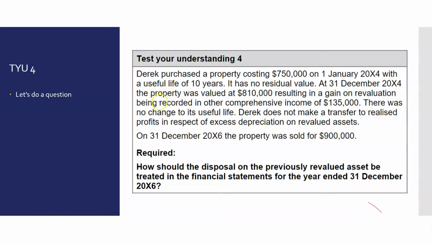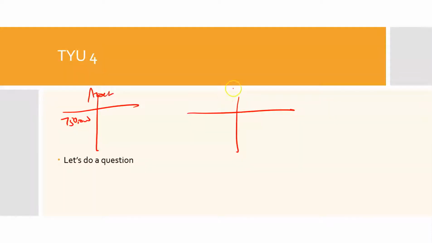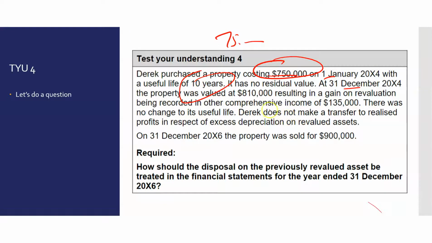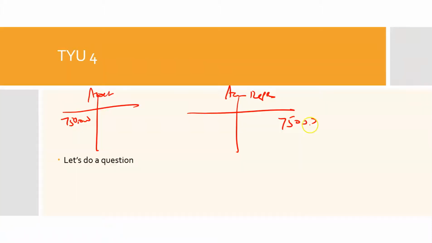So therefore depreciation will be 75,000 every year, right? Because 750 divided by 10 is 75,000. And at the 31st of December, the property was revalued. So that means that by the end of the first year, accumulated depreciation is 75,000. So what do they do? Then they revalue the property to 810,000. They actually give us what's going on here, recognizing the gain to statement of other comprehensive income.